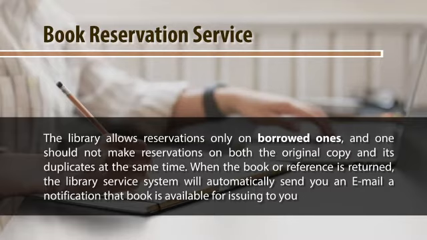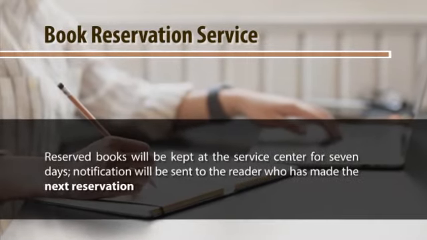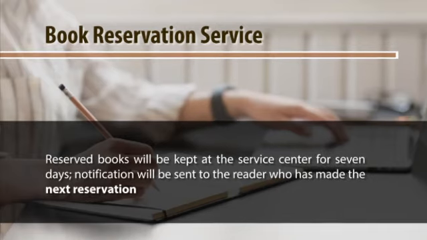When the book or reference is returned, the library system will automatically email or notify you, or you can come to the library to check whether the book has been returned, to have it issued to you. Reserved books will be kept at the circulation section for 7 days. Generally, that is the period defined by most libraries, but it can vary.